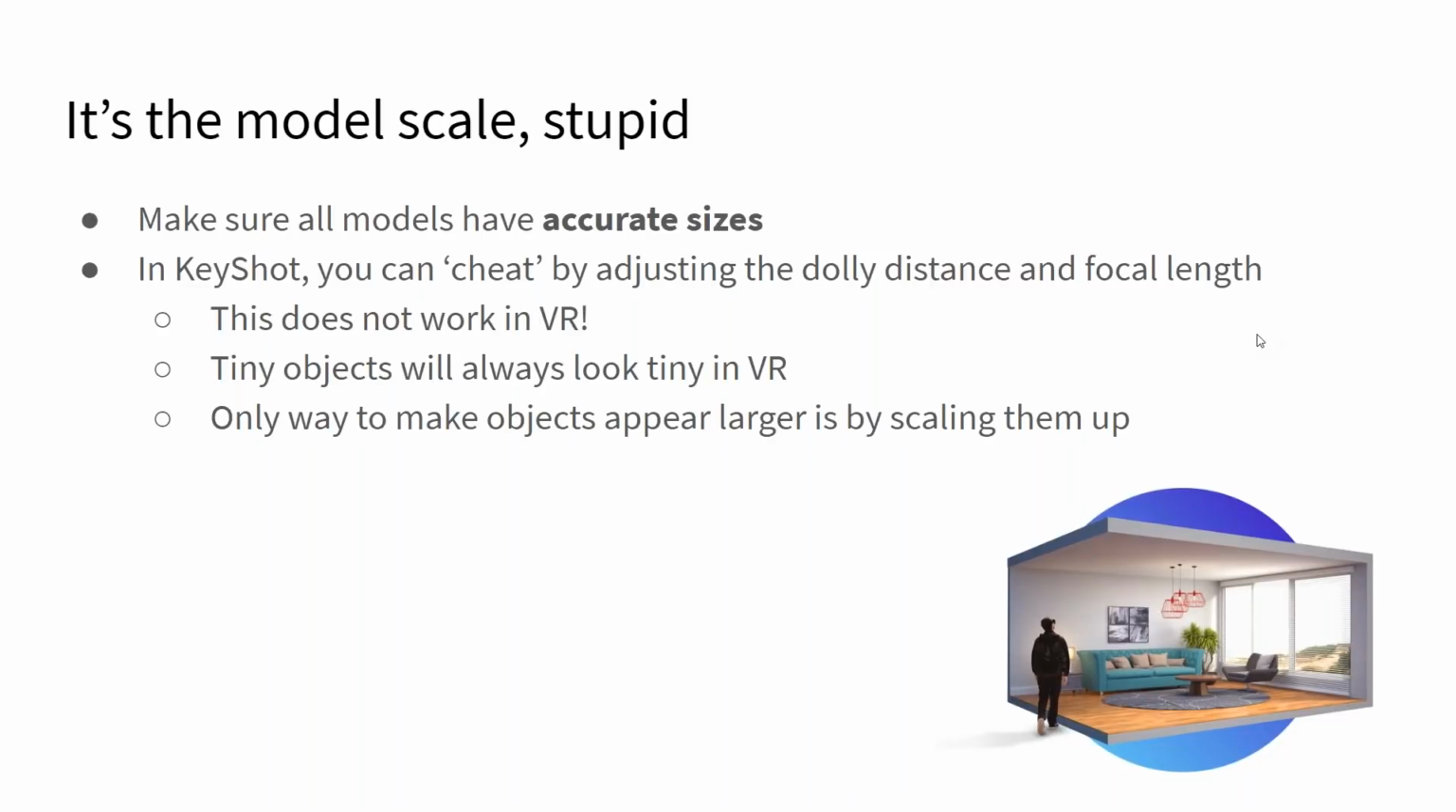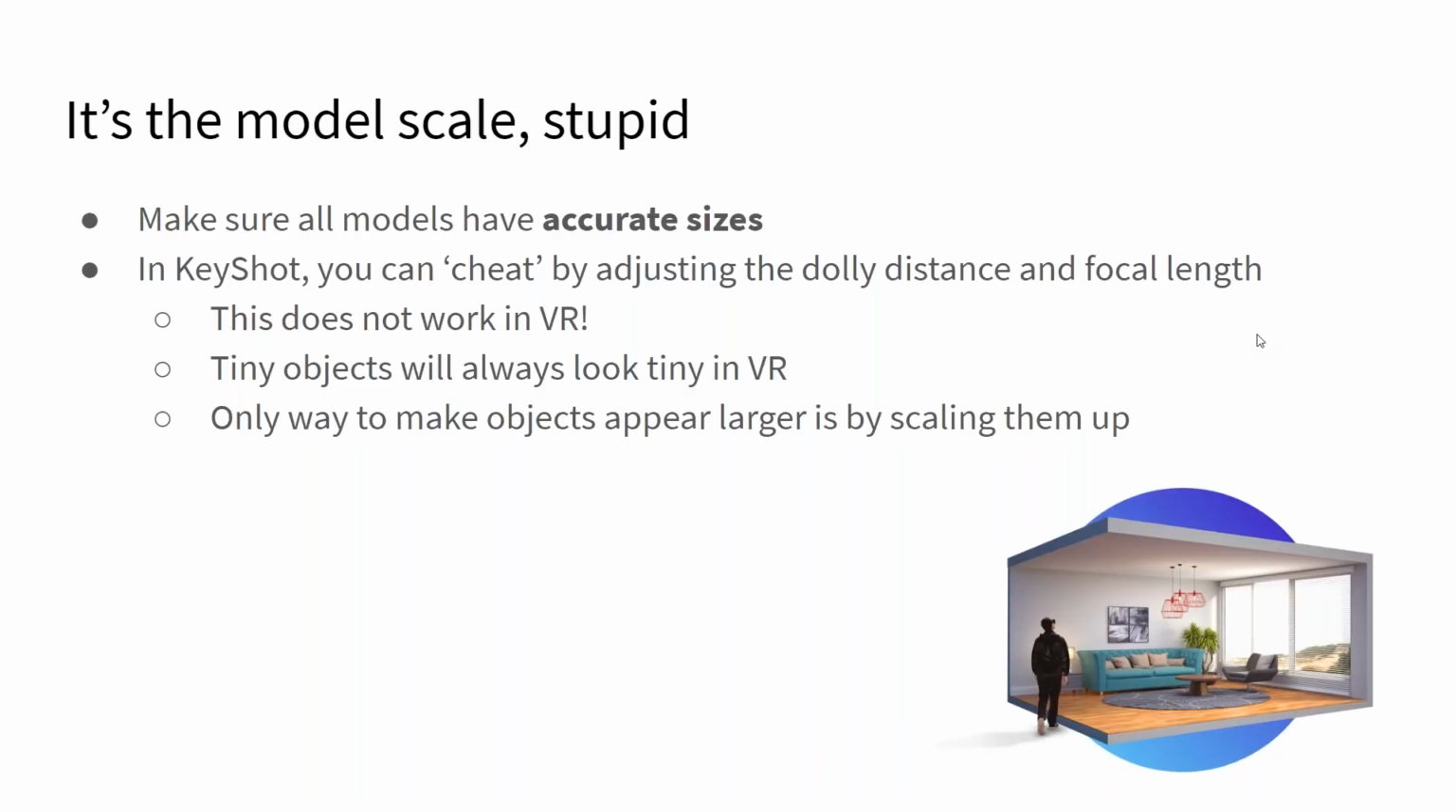In KeyShot, when you have imported an object and it comes in too small, you can still render it correctly as an image by just playing around with the dolly distance of the camera to the object, and the focal length. Those are tricks you can use to basically make small objects appear large or large objects appear small. But this trick does not work in VR because the headset is basically simulating your own vision. Well, you still need your own vision for KeyVR, but it's simulating how you look at the real world. So there's no cheats possible there. Tiny objects will always look tiny, and tiny objects will always be very hard to grab, and that's something very important to realize.